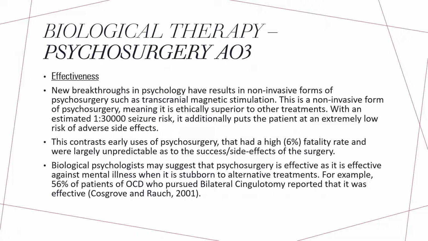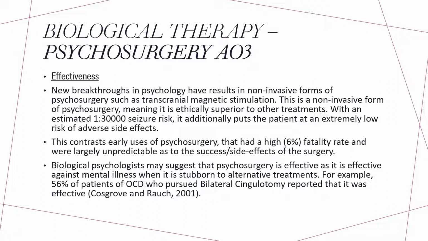This contrasts early uses of psychosurgery that had a high, 6% fatality rate, and were largely unpredictable as to the success and side effects of the surgery. So if you looked at the early lobotomies, the use of the leucotome or the use of the ice pick, you couldn't necessarily reliably predict the outcomes of the surgery. Some people became apathetic, some people were reduced to a vegetative state. Other people, however, reaped the benefits of the surgery. It was not reliable, however this is reliable.